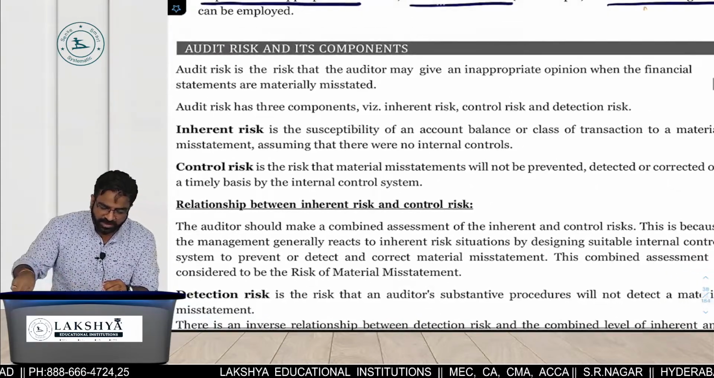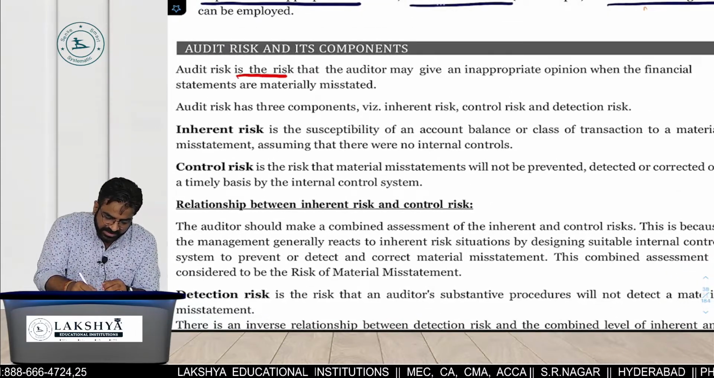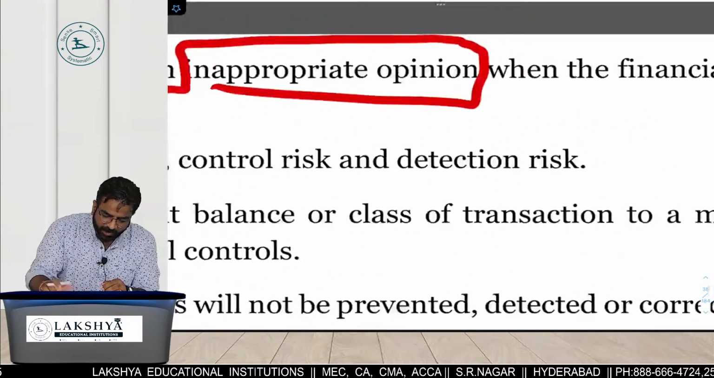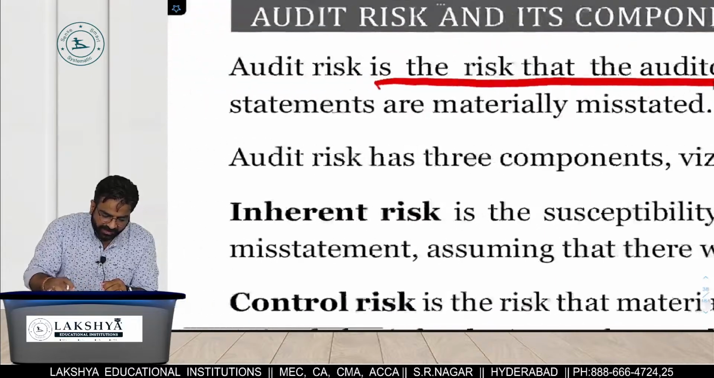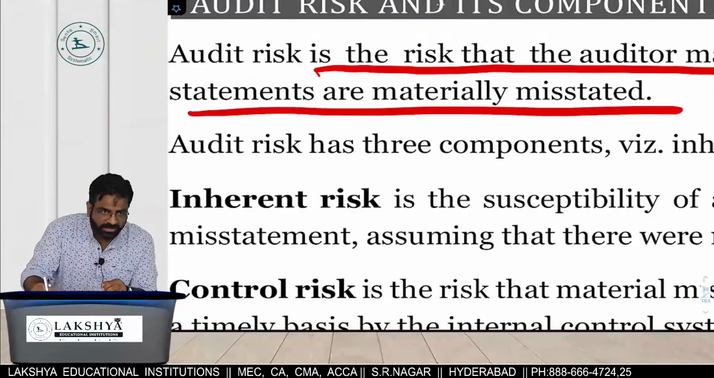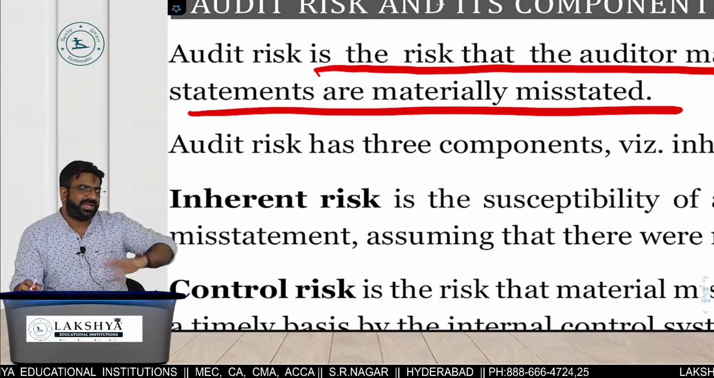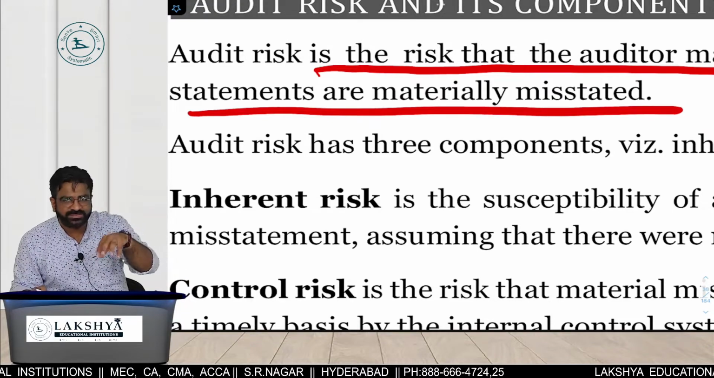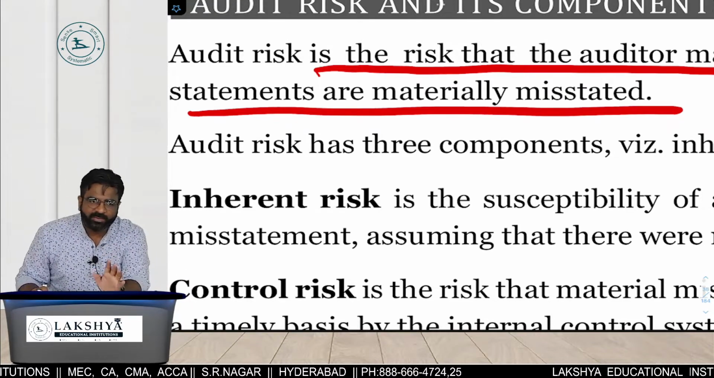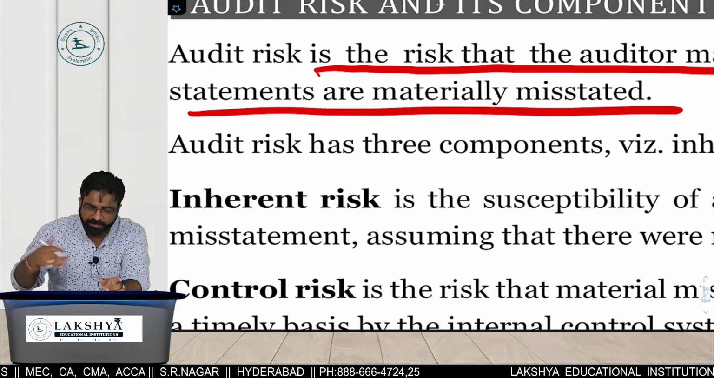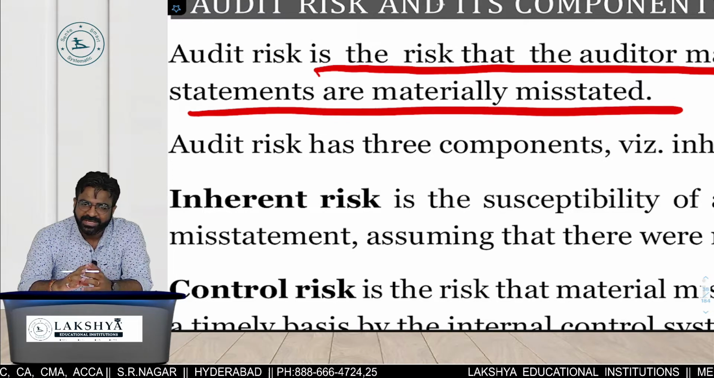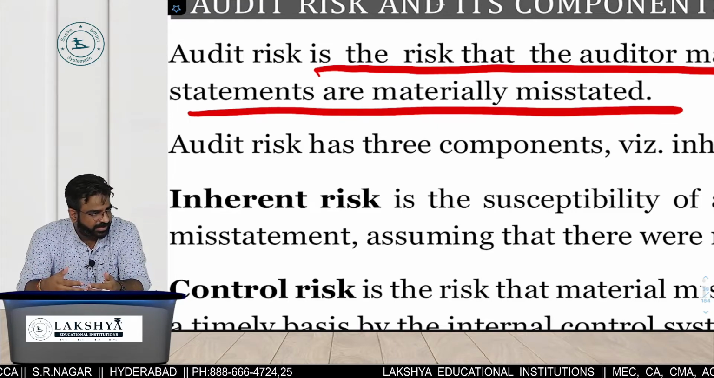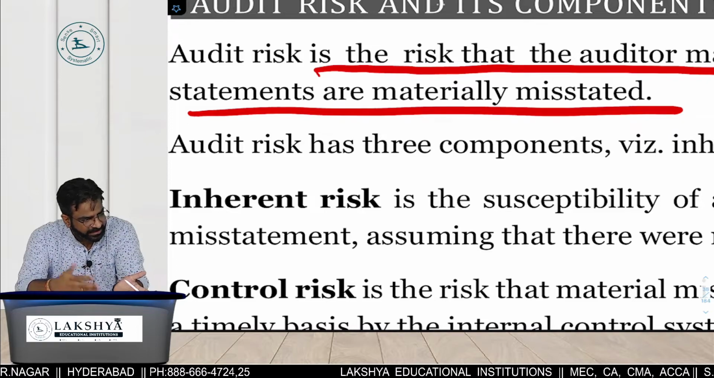Read it once. Audit risk is the risk that auditor may give a which opinion? Inappropriate opinion when the financial statements are what? Materially misstated. मतलब auditor ने बोल दिया unmodified. What actually he should have given? Modified. So that risk is known as which risk? Audit. Will you be able to remember the definition of audit risk? Again, repeat 2 times. What is audit risk? It's a risk of giving a which opinion? Inappropriate. Whereas in actual, financial statements were materially misstated.